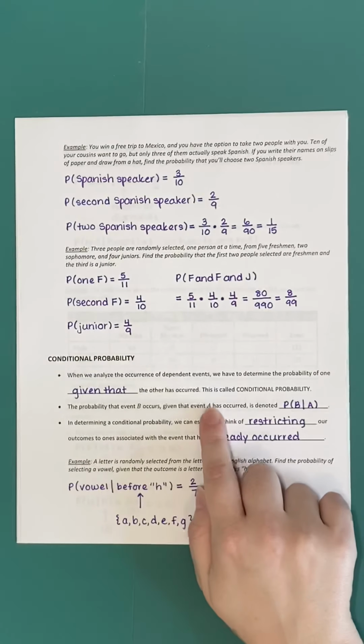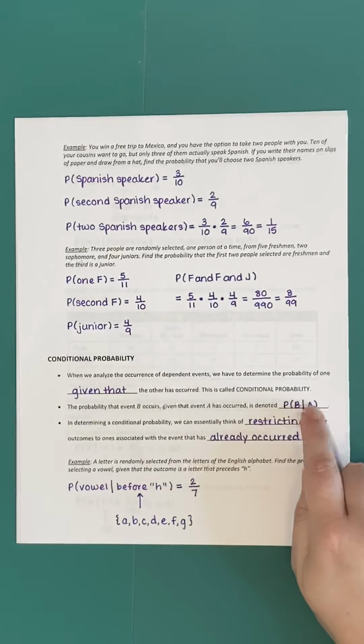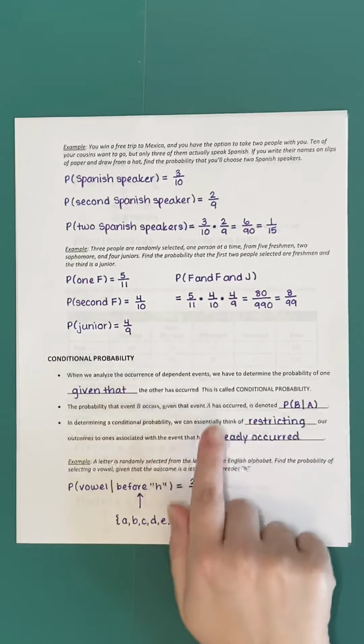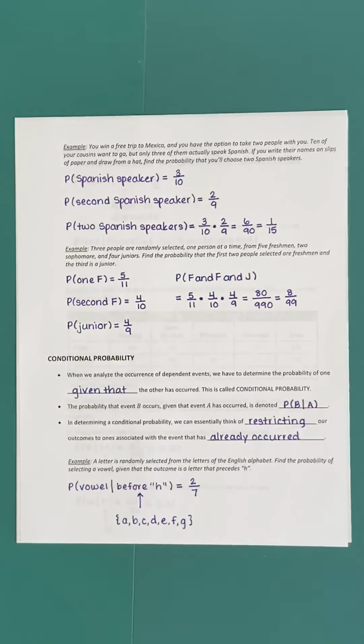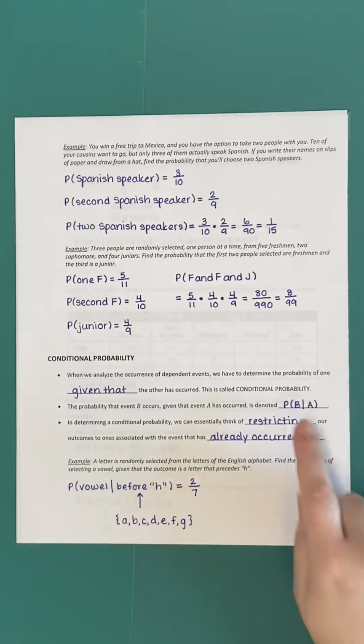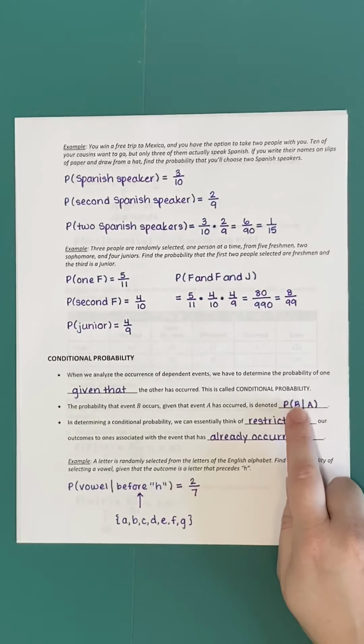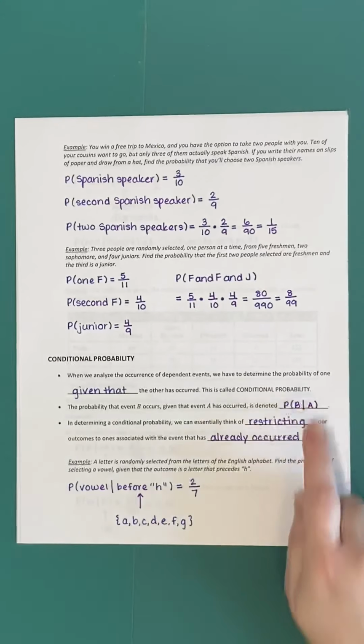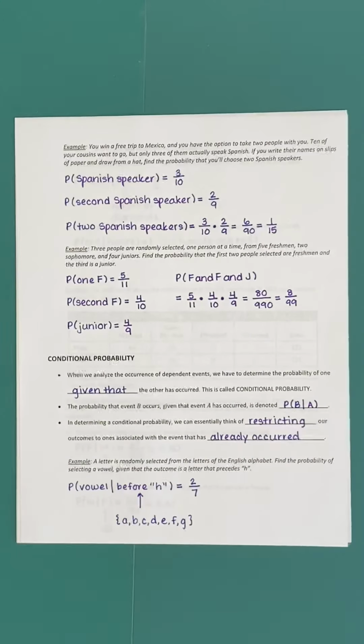So think of A as having already occurred. Given that A has occurred means that A has already happened, so it's then limited what can happen from there on out. What's the probability that the next event occurs given that we're already limited based on what happened in the first step? That's essentially the idea. So let's look at a few examples here.